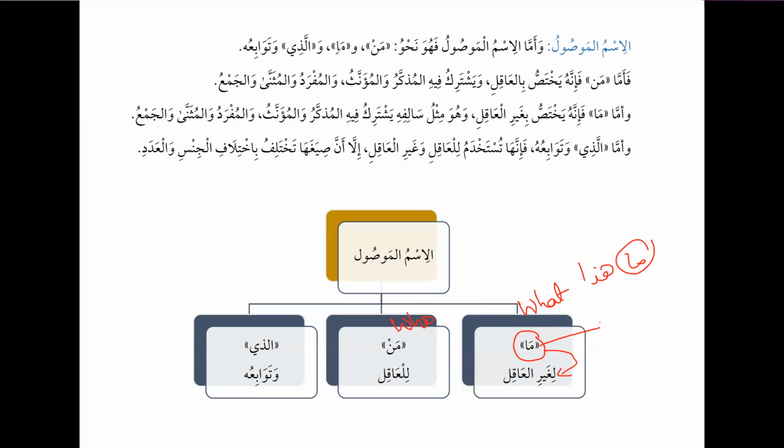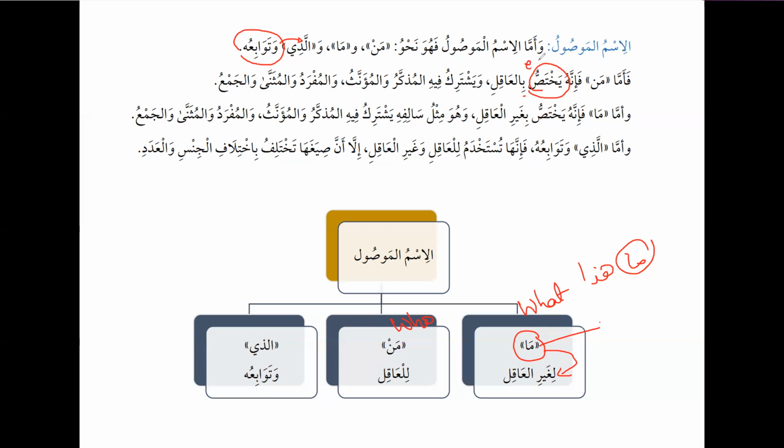First of all, as for the relative noun (الاسم الموصول), it is like من, وما, والذي and their followers. The followers are the different types of الذي. As for من, it is exclusive (يختص, from خصوص, something that is خاص).